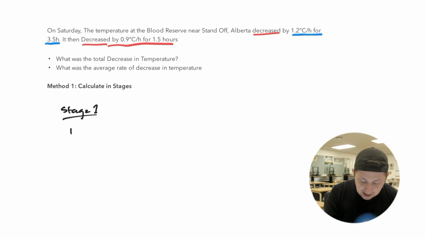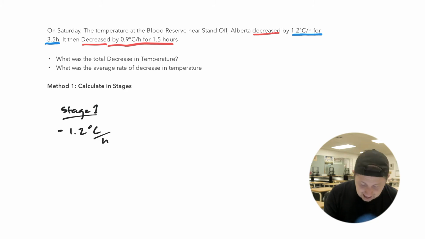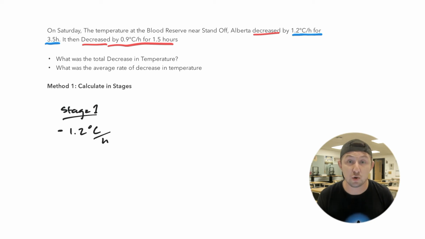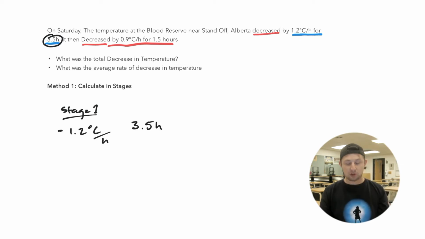Now, it went down 1.2 degrees Celsius per hour. So every hour the temperature dropped 1.2 degrees Celsius. If it's dropping, I can represent that number by negative 1.2. So the temperature is going down 1.2 degrees Celsius. And I can represent the amount of time it took by 3.5 hours. So the question is, how much did the temperature drop over those 3.5 hours?